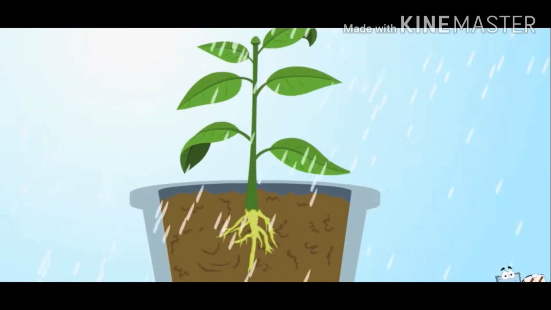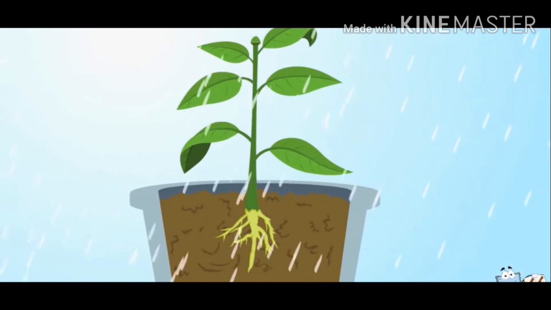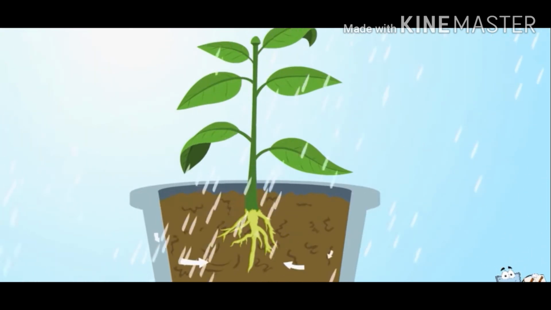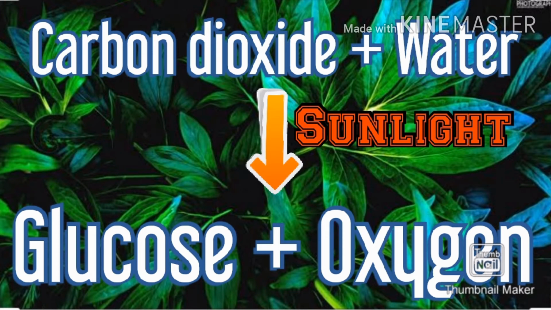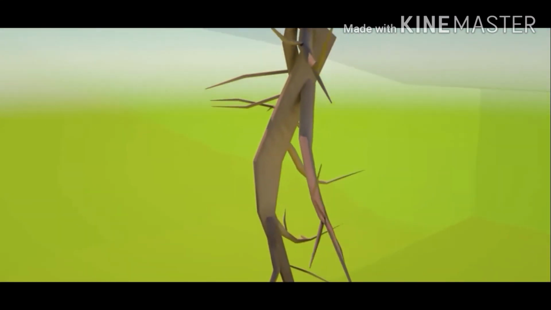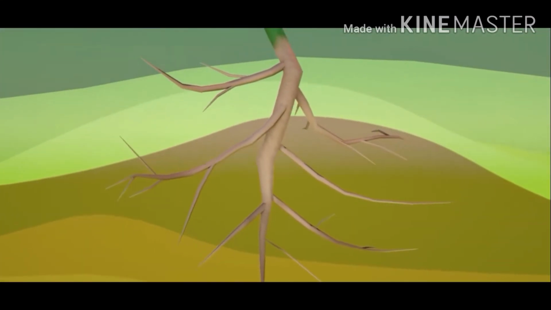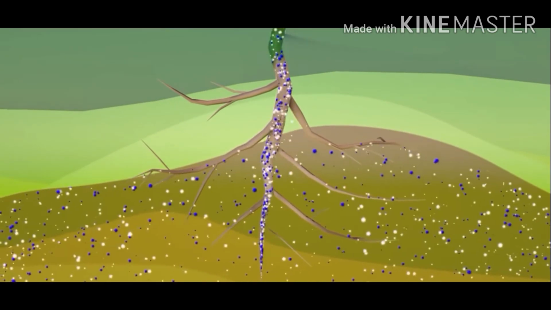Basically, photosynthesis is the process in which a plant uses sunlight, water, minerals, and carbon dioxide to create glucose and oxygen. Let's take a look at each aspect of photosynthesis one by one. Let's begin our journey from the soil. The soil provides water to the plant.